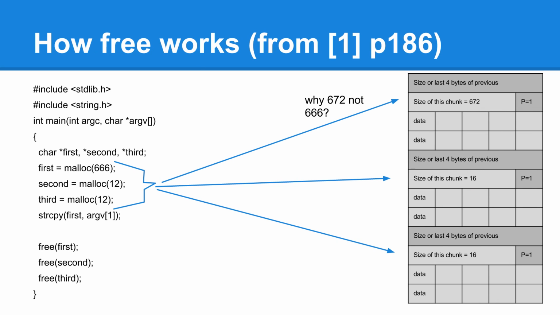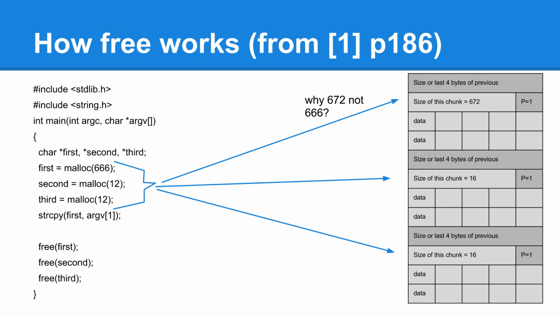It mallocs 3 objects. One is size 666, one is size 12, and the other one is size 12. And does a strcpy, and there may be some code in between, and then it frees them all. Alright? So as we discussed earlier, the issue of data alignment was really important in the past. And one area that it survived is the heap.